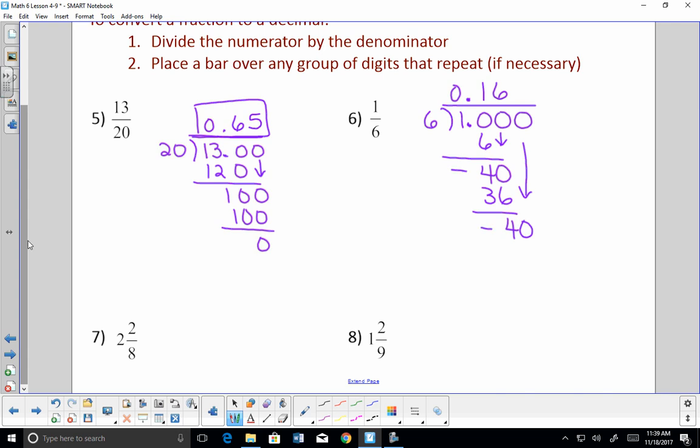6 times 6 is 36. Oh, look, it's repeating again. So basically, I can stop dividing now and tell myself this is 0.16, and the 6 is the only digit that's repeating. You only put a bar over the digit that is repeating.